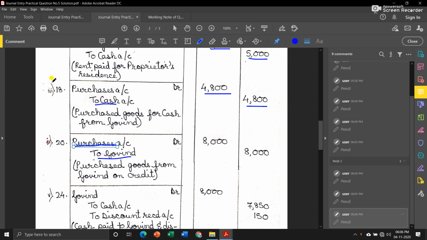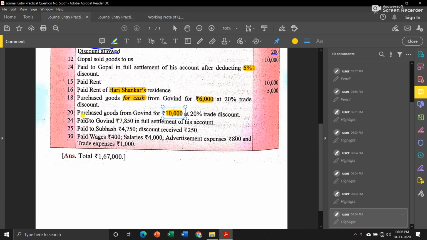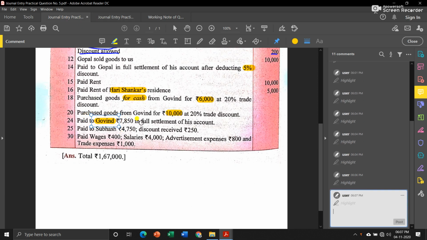Okay, and these Roman numbers are nothing but working notes Roman numbers, so don't get confused. Okay, the next transaction is paid to Govind in full settlement. In full settlement means we have to see all the transactions related with Govind, and by all the transactions means the credit transactions.